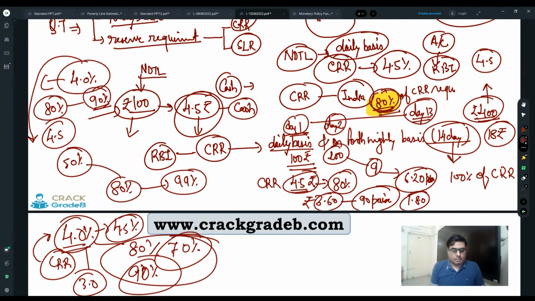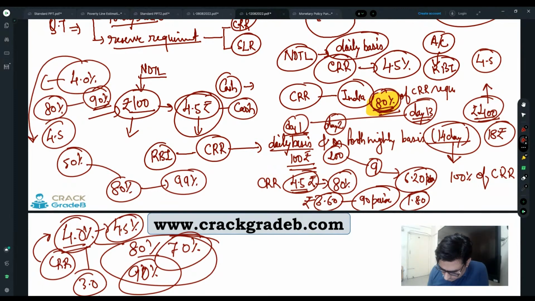Similarly, if RBI decreases the CRR, this also shows a very good measure, like the economy is growing in a very good way, inflation is under complete control, and everything is going in a very good manner. That's why RBI has decreased the CRR requirements. So CRR requirements are a kind of indicator of major tectonic change in the monetary policy system. Got it?